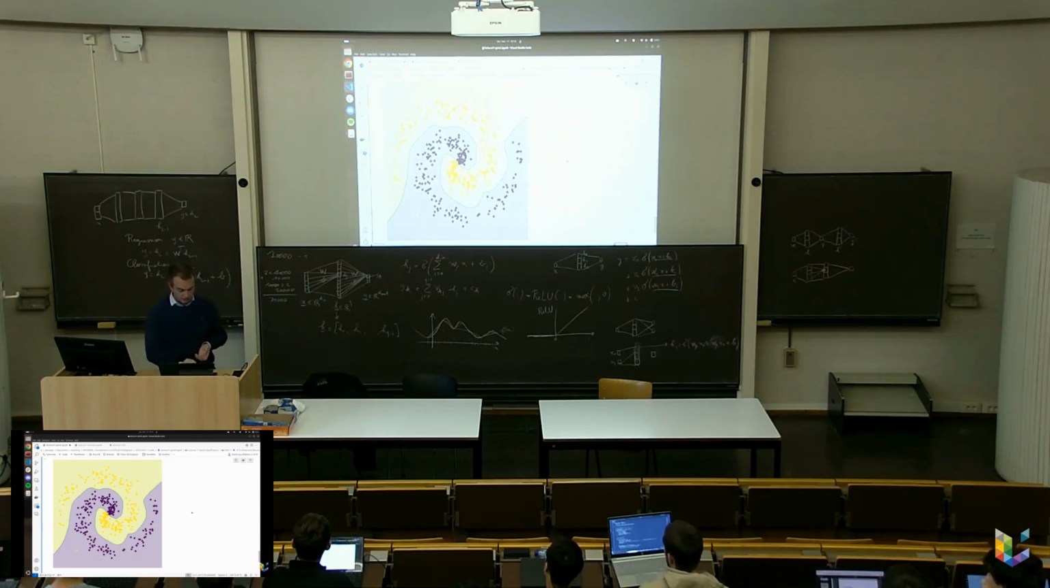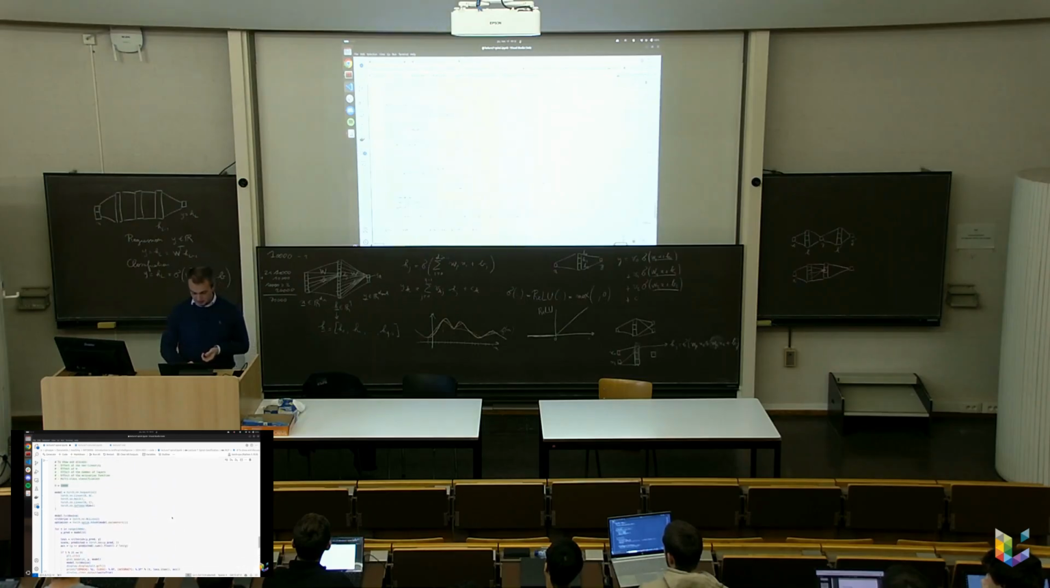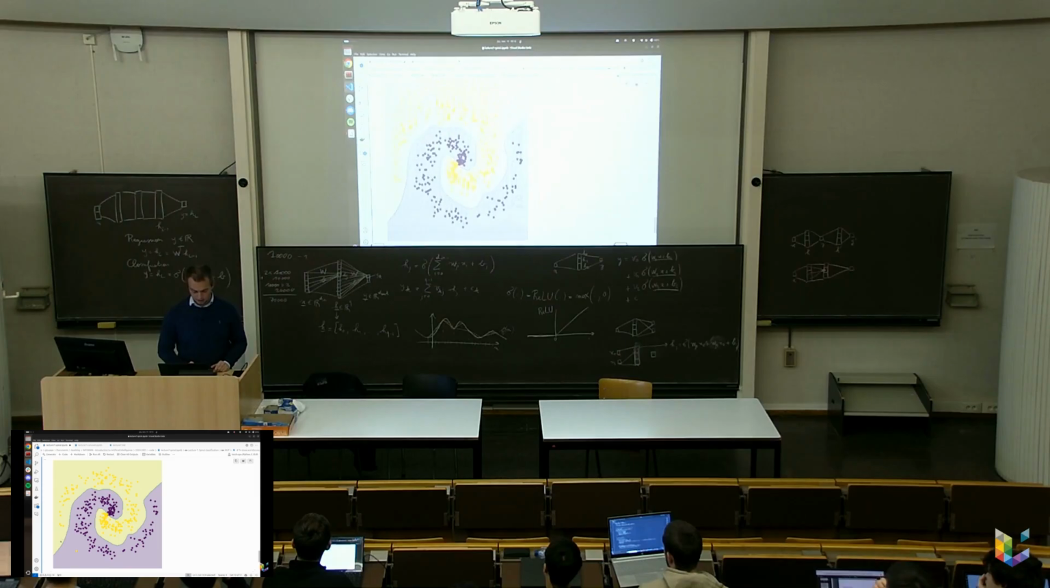And actually, if I add more memory in my computer, I could increase that to several millions, and you would not see any sign of overfitting. Actually, you would get a curve which becomes smoother and smoother.